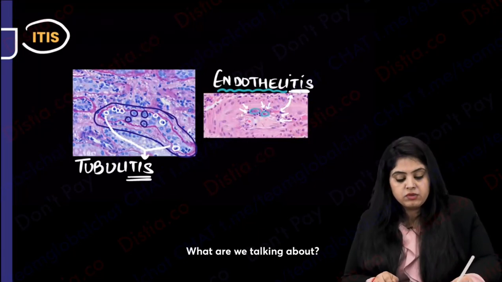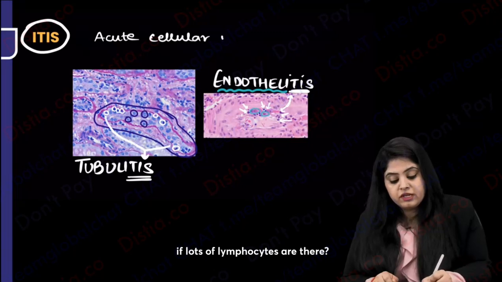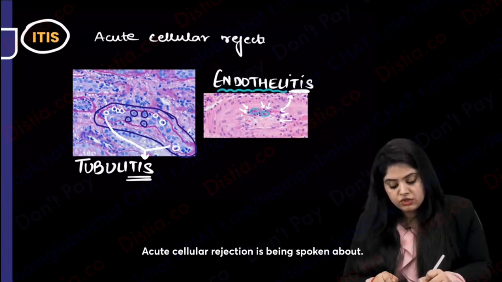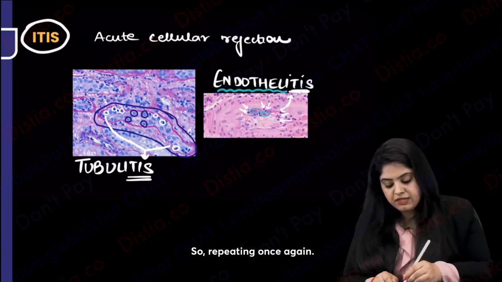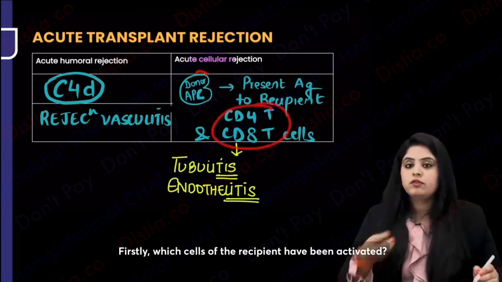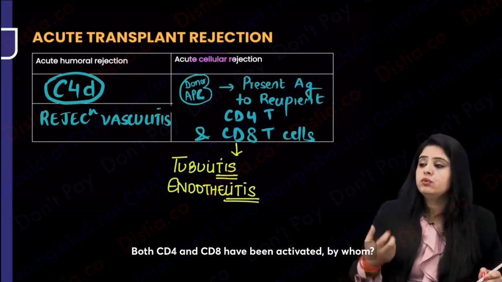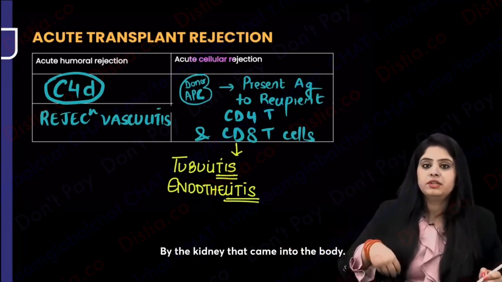What are we talking about? We are talking about which rejection? If lots of lymphocytes are there, acute cellular rejection is being spoken about. So repeating once again, acute cellular rejection was why? Firstly, which cells of the recipient have been activated? Both CD4 and CD8 have been activated. By whom? By the kidney that came into the body.